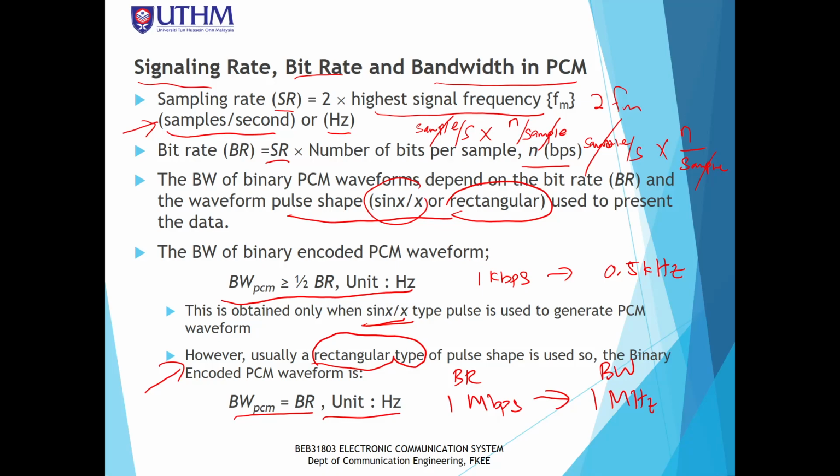For example, 1 megabit per second for the bit rate is equivalent to 1 megahertz for the bandwidth. So normally when we talk about the bandwidth of PCM, we say that it is equal to the bit rate. I'm going to pause for a while.